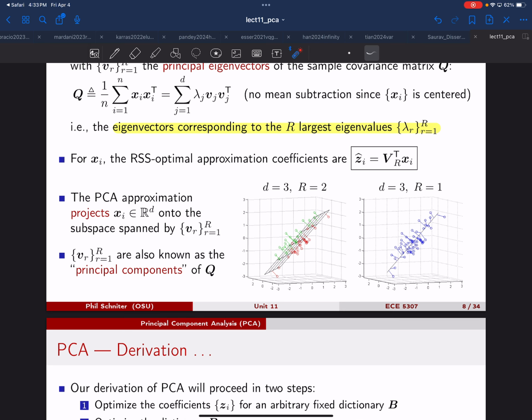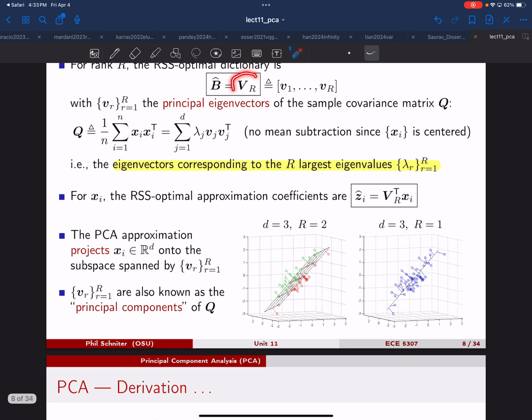But the simplest way to say it is if we build them from these eigenvectors, as we'll see, the eigenvectors are all unit norm, they're unit vectors, and they're all orthogonal to each other also.